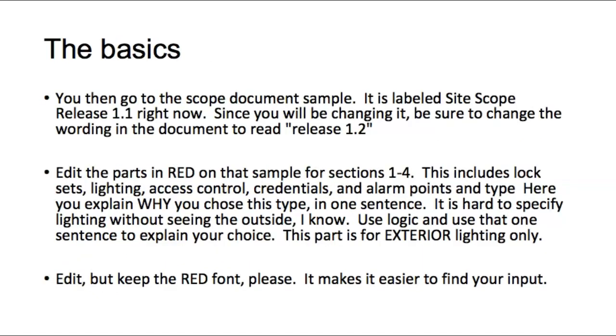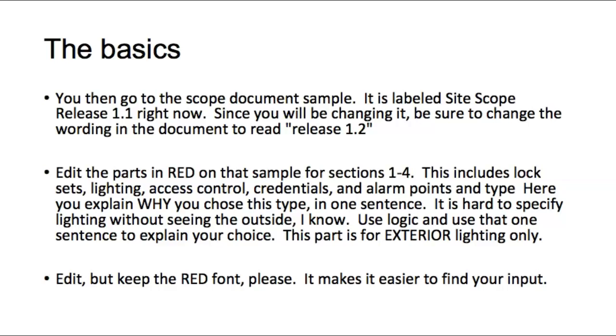So once you get your drawing done, then you'll go to your scope document sample, and it's labeled Site Scope Release 1.1 right now. When you open it up, in the title block, you're going to need to change that to Release 1.2 because you're going to make modifications. Anytime a modification is made to a scope document, you change the release number on it so that everybody knows they're using the most recent one. It's not unusual to have releases changed several times in the same day, so a date is not enough. You need a release number. That's called your version control. So make sure you change it to Release 1.2.